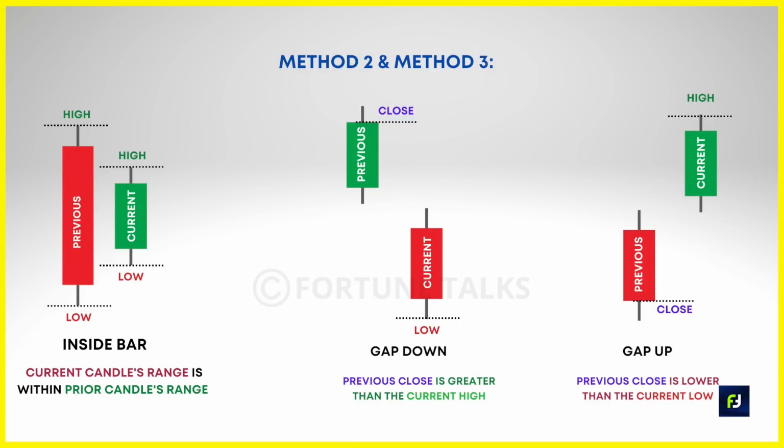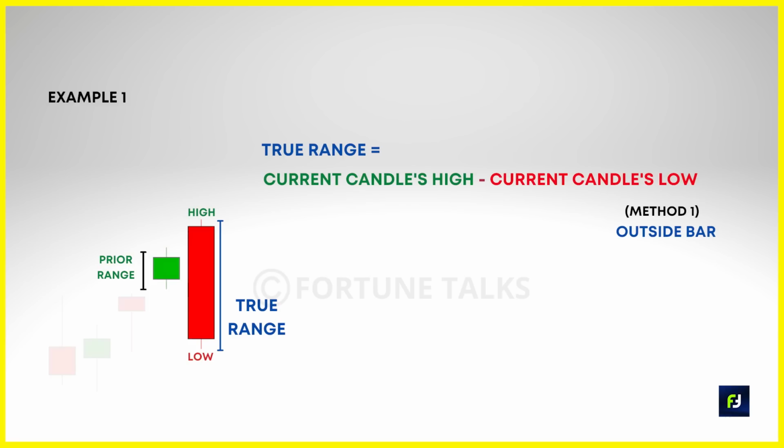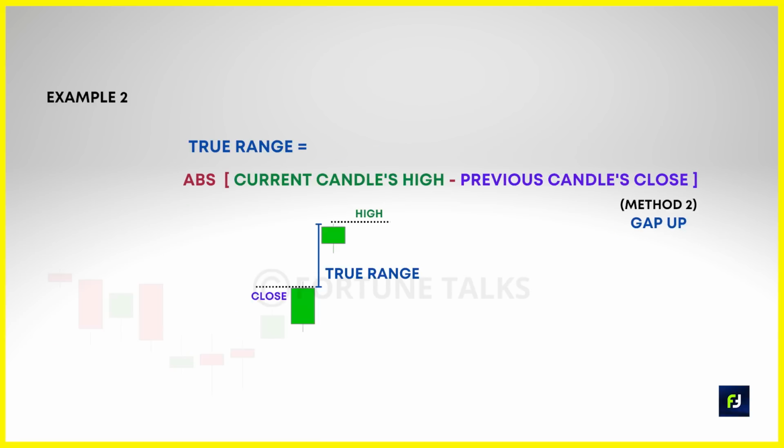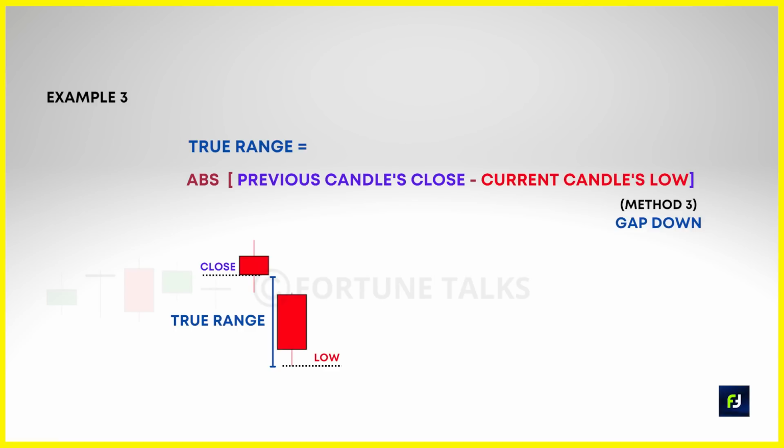Now let us understand these three methods with examples. In the first example, the current candle's range is larger than the previous candle, which means an outside candle is formed. So we will use method 1, that is to find the difference between the current candle's highs and lows. Now in the second example, you can see a small high-low range formed after a gap up. In this case, the true range will equal the absolute value of the difference between the current high and the previous close.